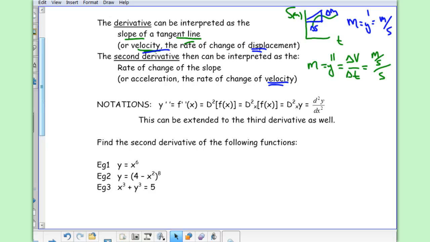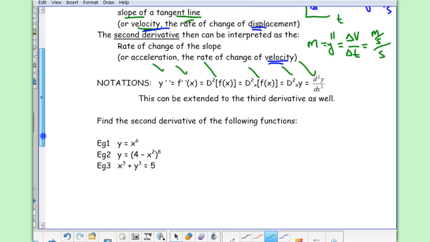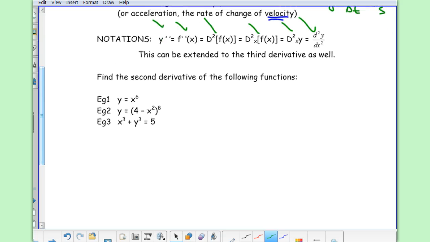The next thing is that in terms of notation, we can talk about Newton's notation and primes. So y double prime, f double prime. There's also several different versions of Leibniz notation that different books use. So d2f at x, d2x f at x, d2xy at x, and then there's also this one, which is one we normally see when we're dealing with Leibniz notation. So let's do three examples, and then we'll send you off on your journey to do the questions.